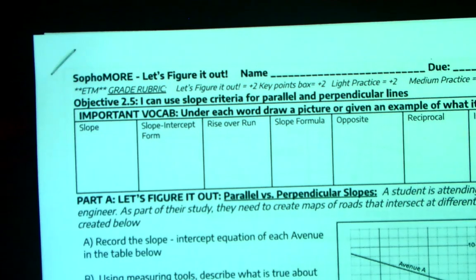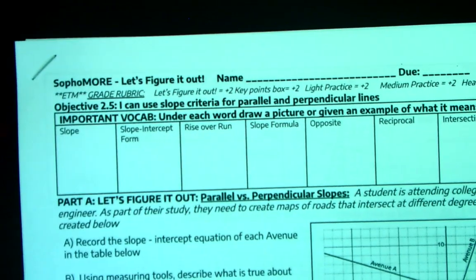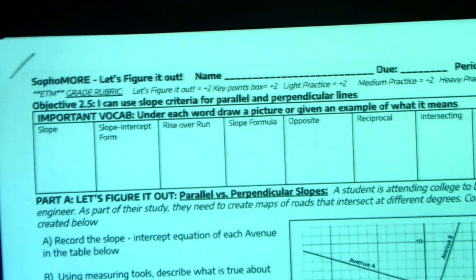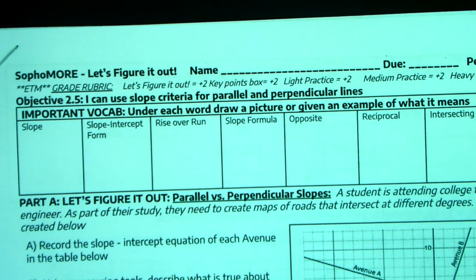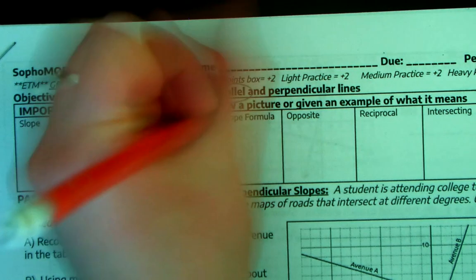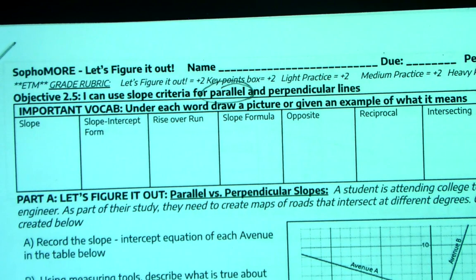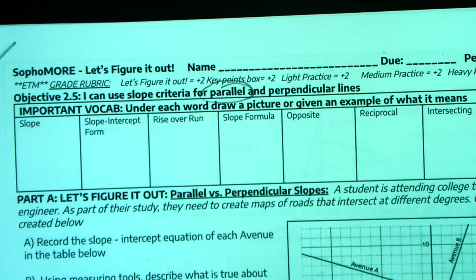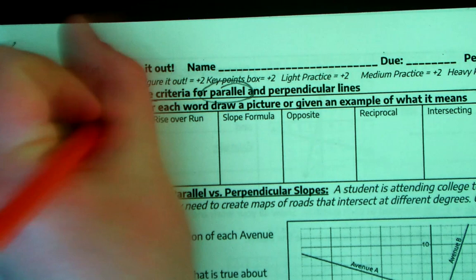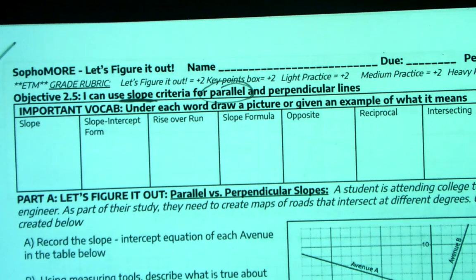This is Objective 2.5, where we're going to say I can use slope criteria for parallel and perpendicular lines. So, still working with parallel lines, which has been similar to 2.3 and 2.4. Now adding in something about perpendicular lines and using slope to determine parallel and perpendicular lines instead of using transversals and angle measures. So kind of the same idea, but again, different, just seeing it in a different way.